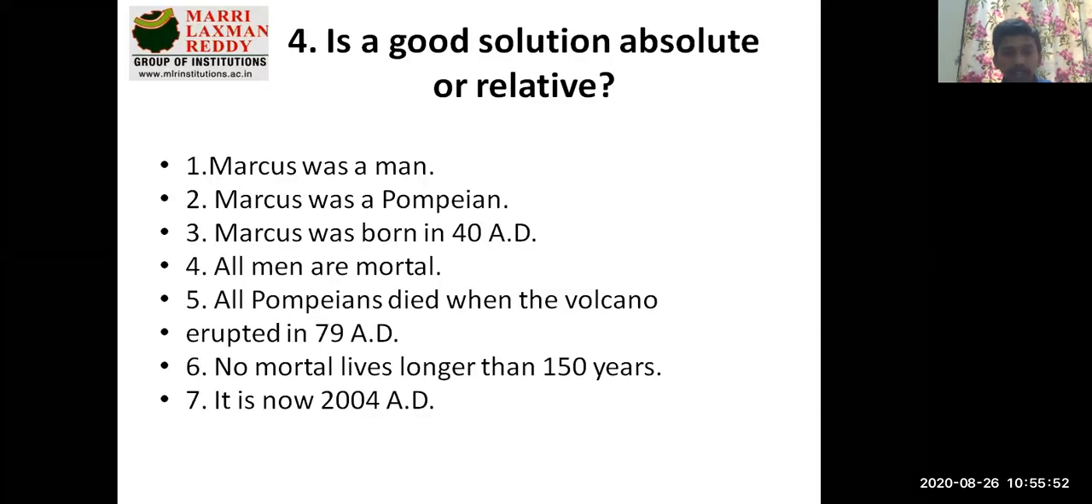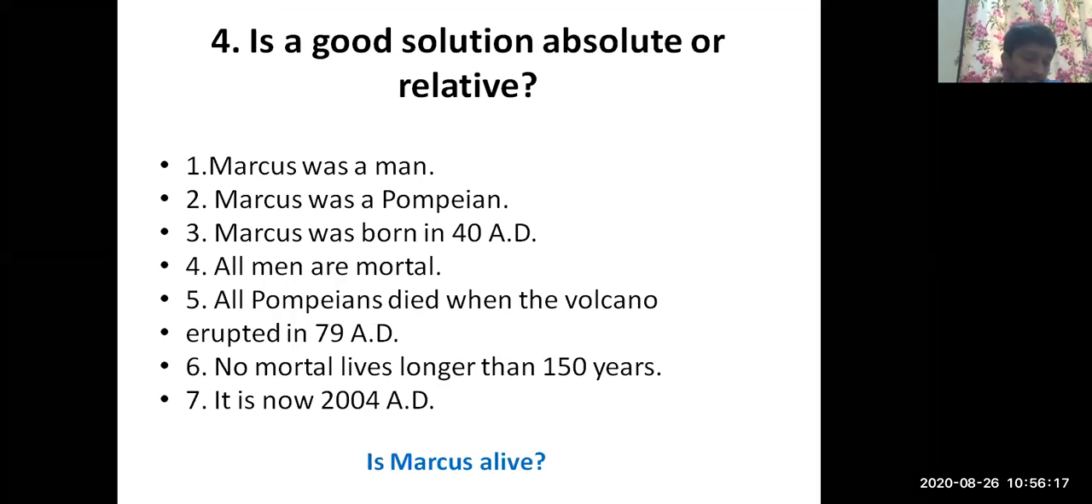Moving on to the fourth characteristic: is a good solution absolute or relative? Here you can see 7 points mentioned. Forget about what they are. It is about a man called Marcus. He was a man. He was a Pompeian. Next, he was born in 40 AD. It's a set of a sequence of steps given here. And next, you'll be asked a question: is Marcus alive? Taking into consideration the 7 points, we need to give an answer.